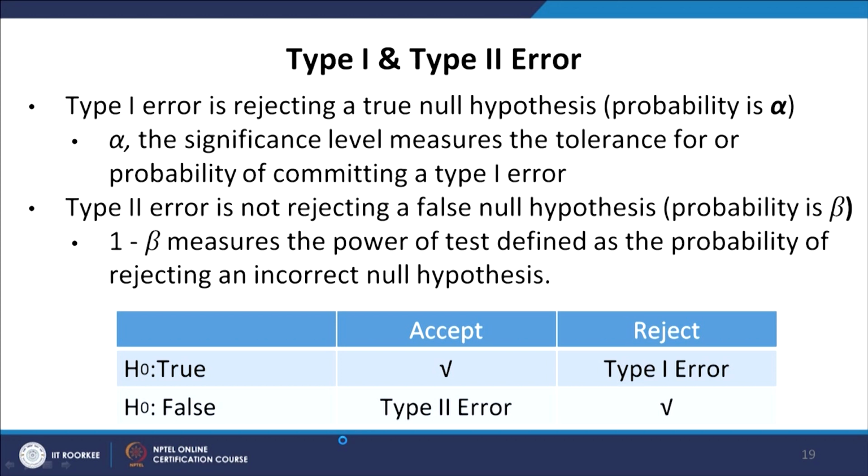This is a situation where null hypothesis is true, we are accepting it, not making any mistake. We are rejecting a correct null hypothesis, we are making type 1 error. The null hypothesis is false. So, when we accept a false null hypothesis, we make type 2 error. If we reject a false null hypothesis, then there is nothing wrong in it.